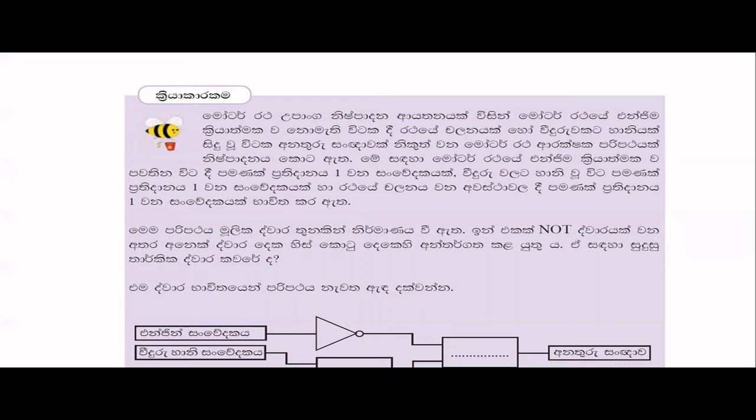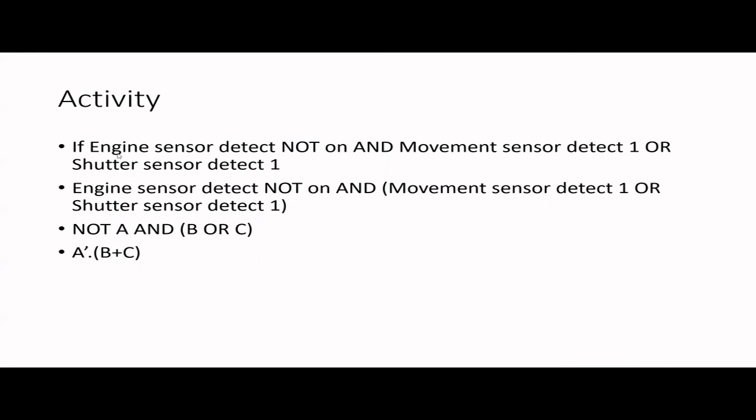So I will take this concept. That means the engine is off, right? And if your vehicle is moving or if there's a damage to the shutter, then only I'm taking that as a scenario, then only the alarm will trigger. So here, if the engine sensor detects not on, that means the engine is switched off, right?